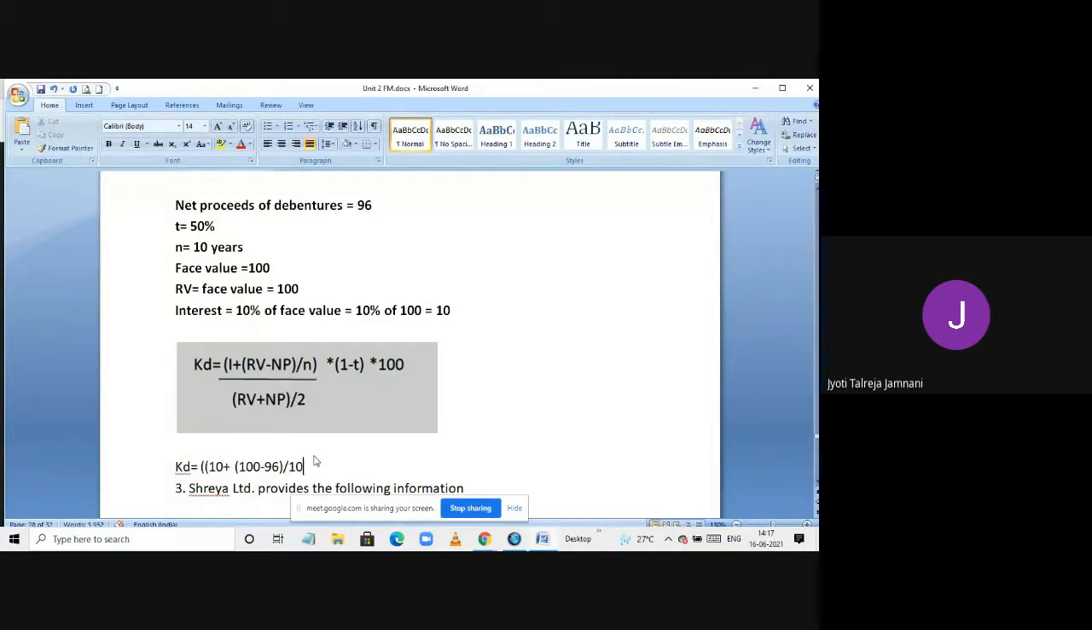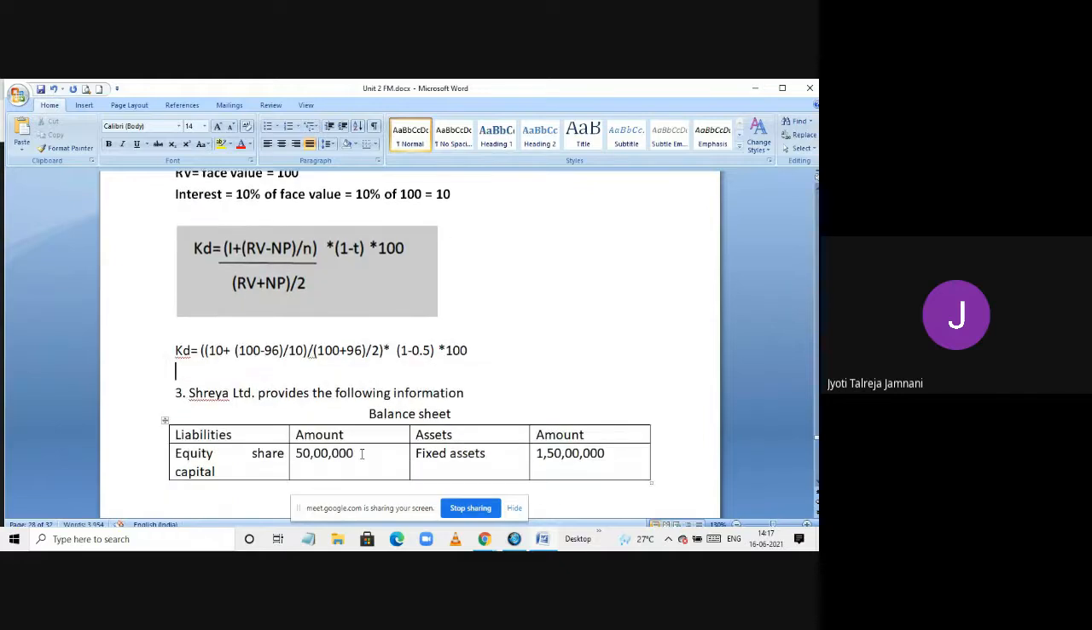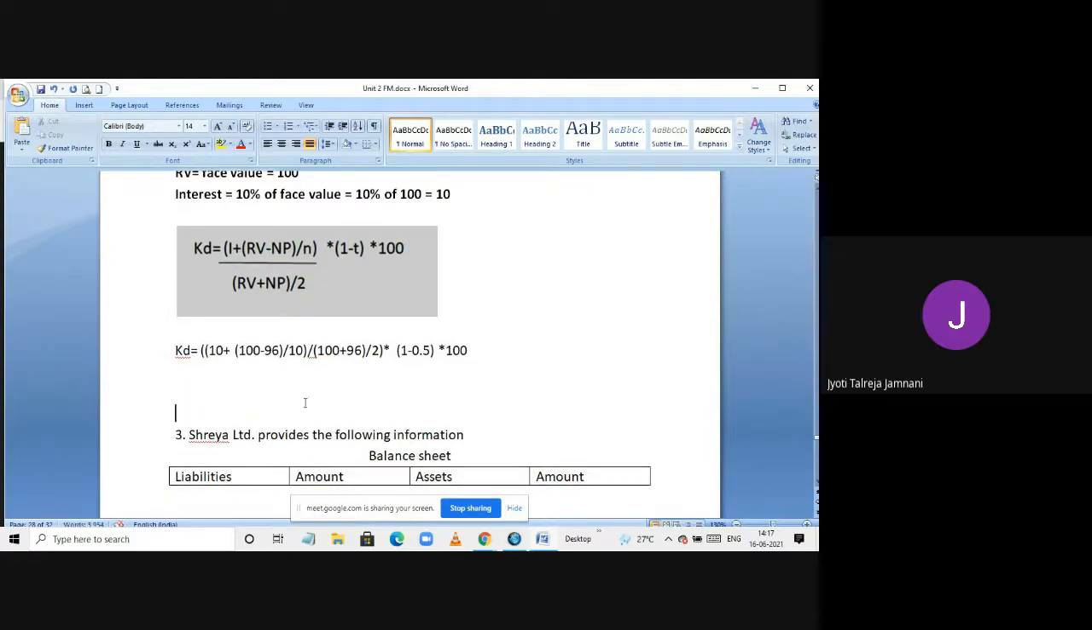This entire thing has to be divided by RV plus NP, that is 100 plus 96 divided by 2. This entire thing has to be multiplied with 1 minus tax rate. Tax rate is 50%, so 0.5. And finally, we need to multiply it with 100. So just check what is the cost of debt.